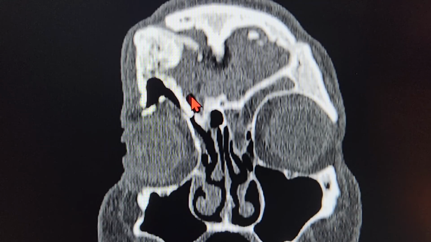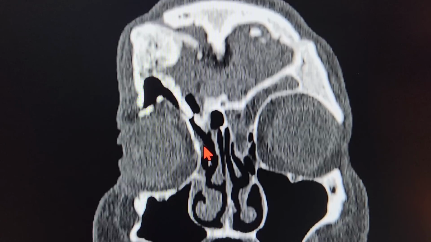So you can see there's a through and through defect in the bone, and this is a very tricky part over here. This was the part which I had to literally study a lot on the CT scan. I had to observe this area a lot. Now please pay careful attention.